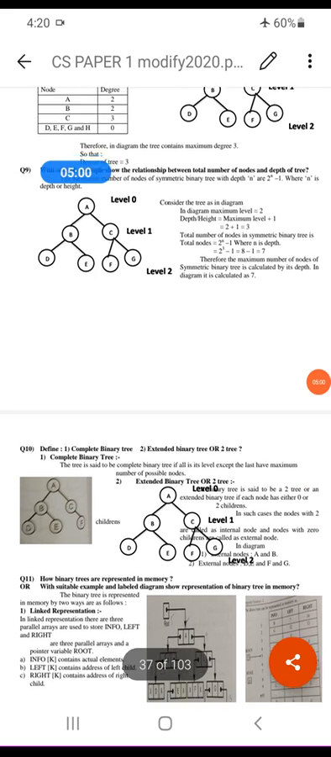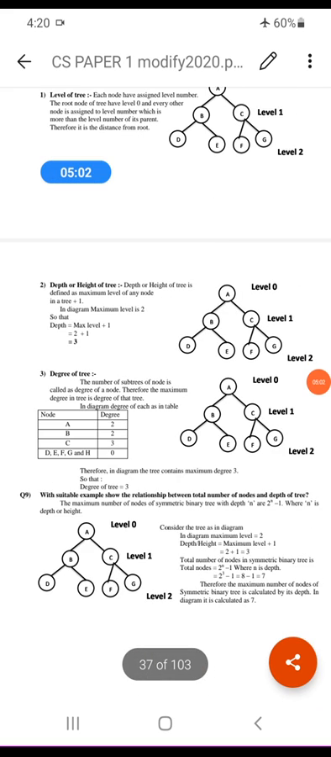So the binary tree is an important data structure because certainly there is at least one question on this topic of binary trees.